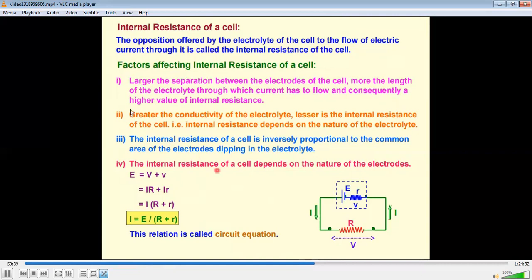So we can calculate EMF equals the potential difference plus the internal potential difference, E = V + v. Okay, so V = IR, you must know. I is the total current and R is the resistance of the whole circuit. And small v = I r, where small r is the internal resistance of the cell. So I can be calculated as E divided by (R + r). This relation is called the circuit equation. Remember this.